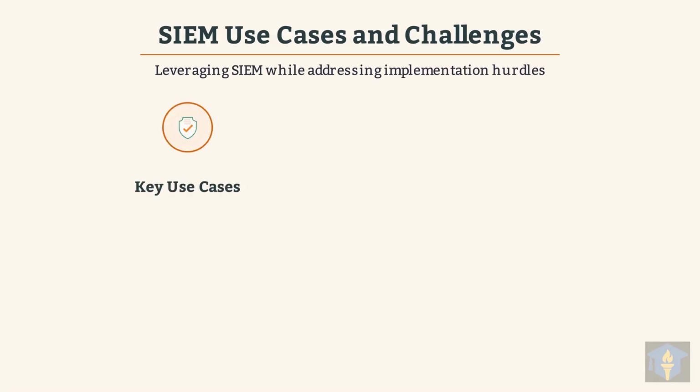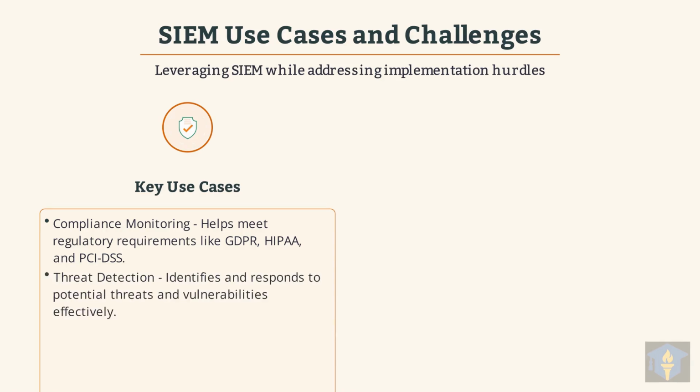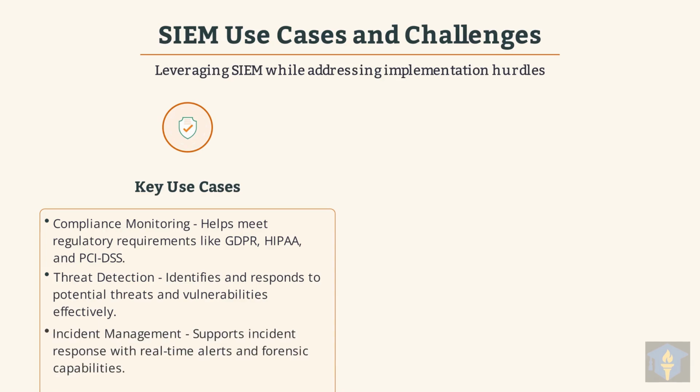First, let's look at some of the key use cases where SIEM truly shines in an organization. Compliance monitoring is a big one, helping organizations meet strict regulatory requirements like GDPR, HIPAA, and PCI DSS. Threat detection is another core use, as SIEM identifies and helps respond to potential threats and vulnerabilities effectively. For incident management, it supports response efforts with real-time alerts and robust forensic analysis capabilities. And for operational efficiency, SIEM centralizes data and automates alerts, significantly enhancing overall security visibility.